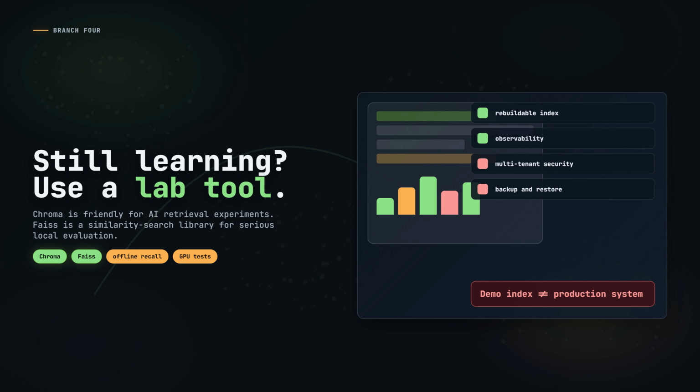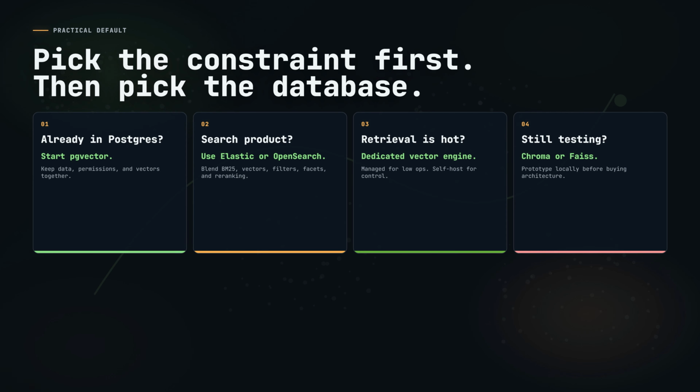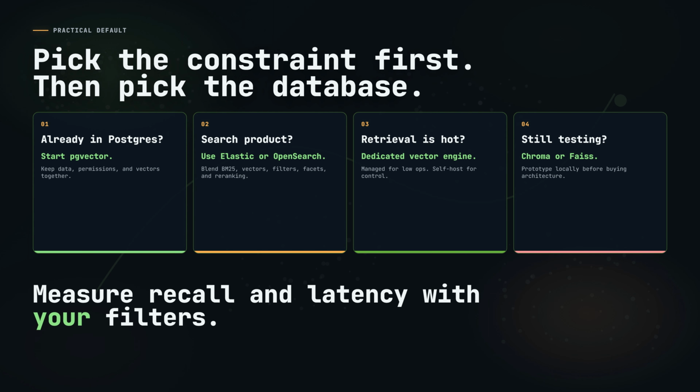If your app data is already in Postgres, start with pgvector. If the product is search first, add vectors to your search engine. If vector search is core infrastructure at serious scale, use a dedicated vector database. If you are learning, prototype locally before buying architecture. Pick the constraint first, then pick the database.